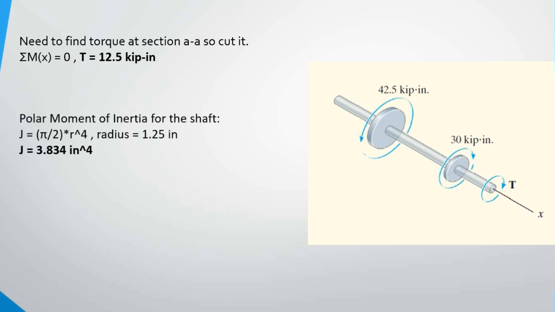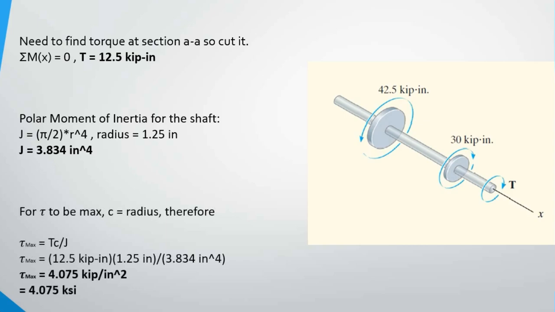And we also want to know what the polar moment of inertia J for the shaft is. We know that for any shaft with a circular cross-section, J must equal pi over 2 times the radius of the shaft to the power of 4. Since it's given that the diameter is 2.5 inches, the radius of the shaft is half that, 1.25 inches. Input that into the formula, and we get that J is equal to 3.834 inches to the 4.